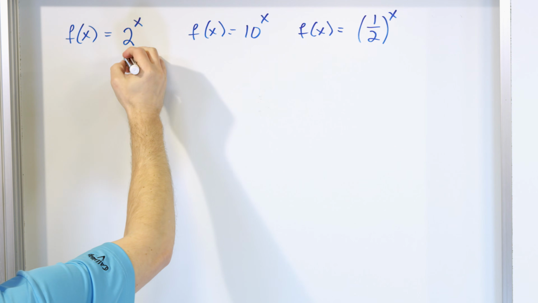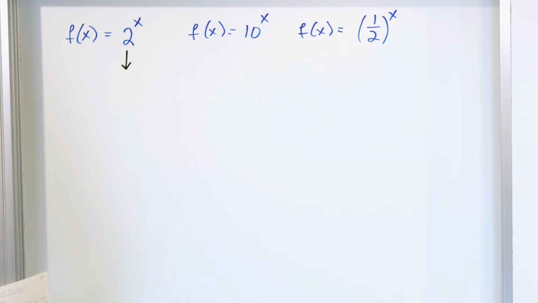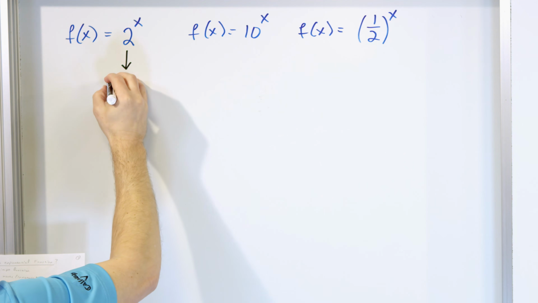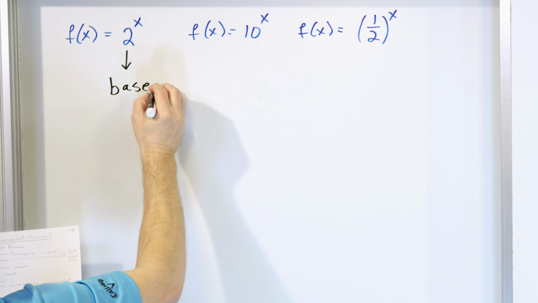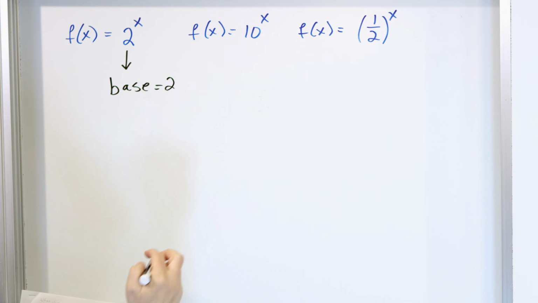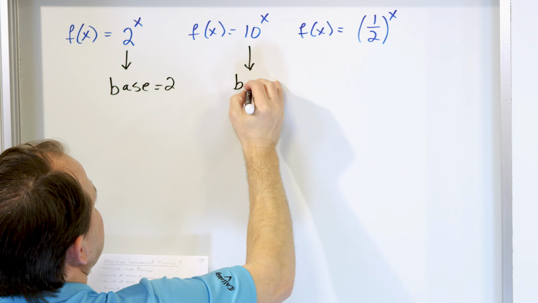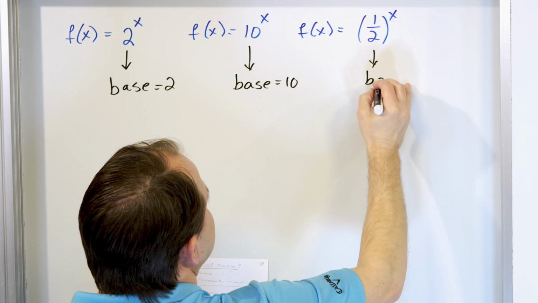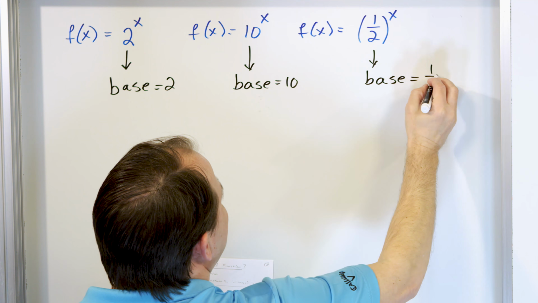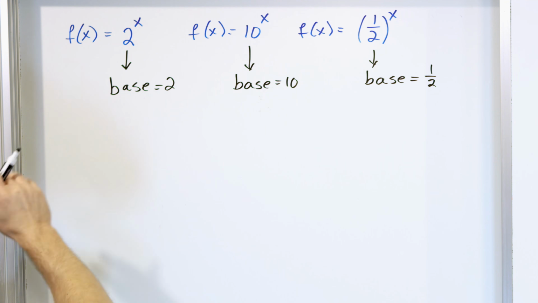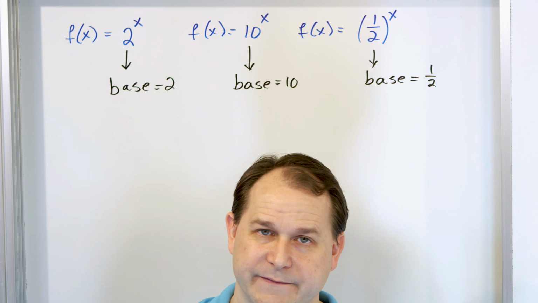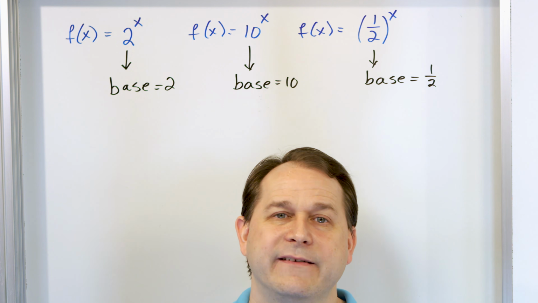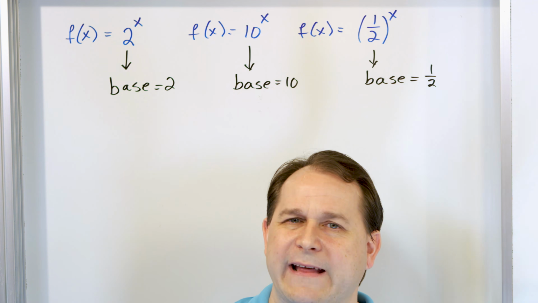So what we can say about this exponential function is the number down in the bottom is what we call the base. So this base, in this case, is equal to 2. In this case, you might guess that the base is equal to 10. And in this case, you might guess that the base is equal to 1/2. So you can see that the base has to be positive. And I'm going to write all of these rules down in a minute. It has to be positive.